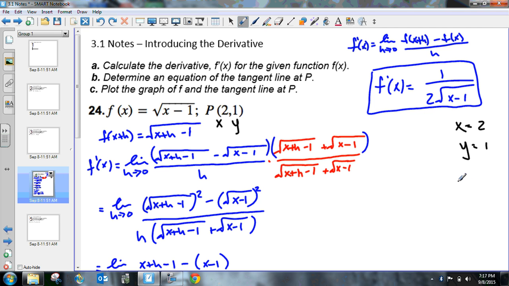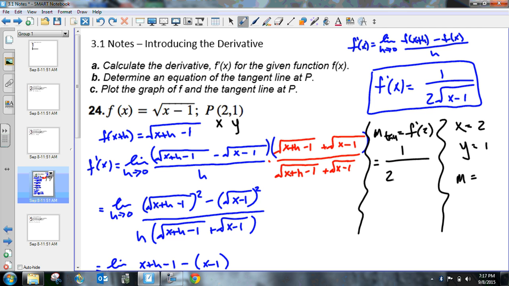Now the question is, what's the slope at this point? What's the slope of my tangent line? So for me to figure that out, the slope of my tangent line is equal to plugging 2 into my derivative, so f prime of 2. I get 1 over 2 times the square root of 2 minus 1. So that gives me 1 over 2 times the square root of 1. The square root of 1 is just 1, so I just get 1 over 2 times 1, which is 1/2. Okay, so the slope of my tangent line is 1/2.